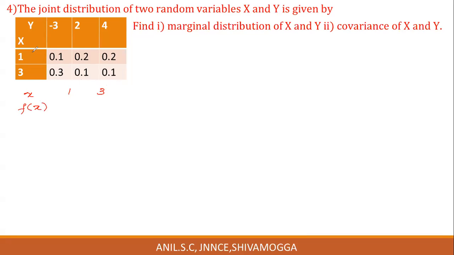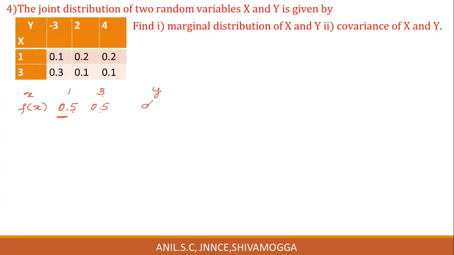Correspondingly, when x is equal to 1, we have 0.1 plus 0.2 plus 0.2, that is 0.5. When x is equal to 3, 0.3 plus 0.1 plus 0.1 is 0.5. Clearly, these two are greater than 0 and their sum is equal to 1. This is what we call marginal distribution of x.